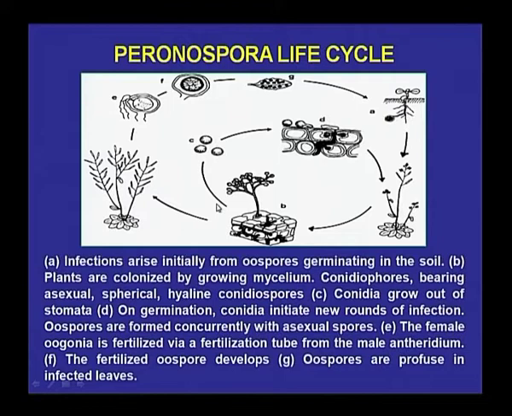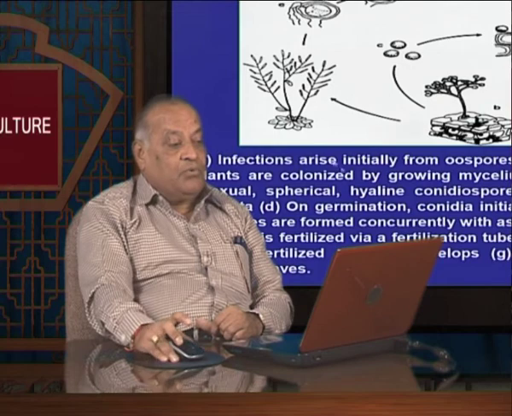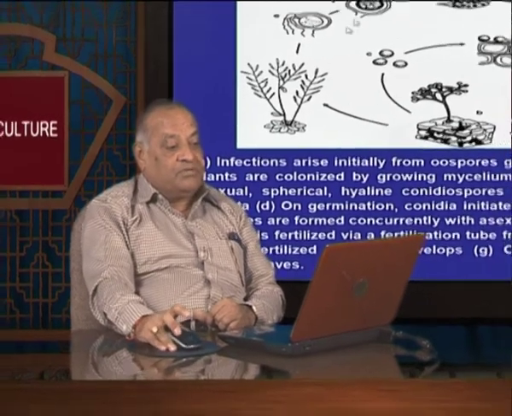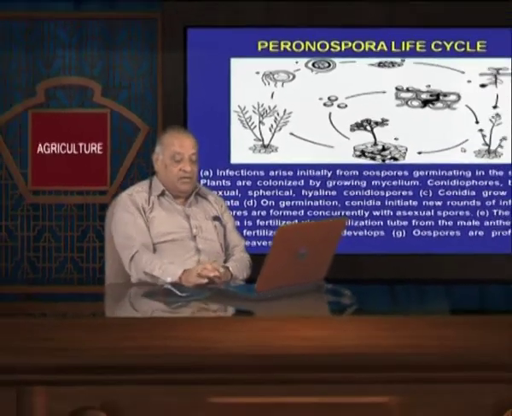Then in the sexual reproduction, oospores are formed concurrently, and the female oogonia is fertilized via a fertilization tube from the male antheridia here. The fertilized oospore develops, and oospores are profuse on infected leaves, which again infect the plant. This is how Peronospora completes its life cycle in the plant.